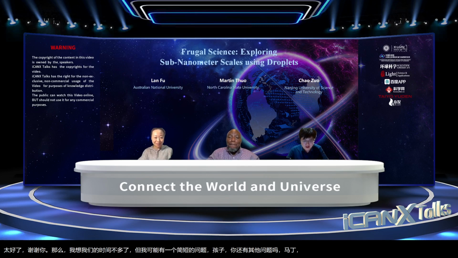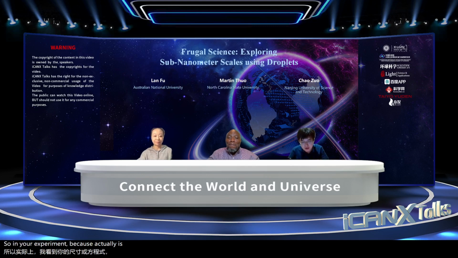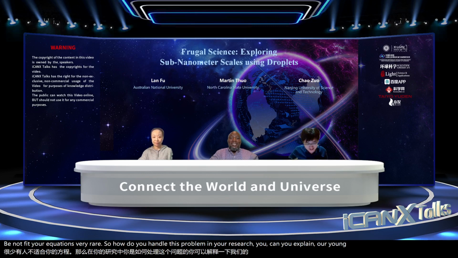So actually, I see in your slides there are a lot of equations. So in your experiment, because actually it's in your research, you may get some experimental results where the data may not fit your equations very well. So how do you handle this problem in your research? Can you explain to our young scientists?